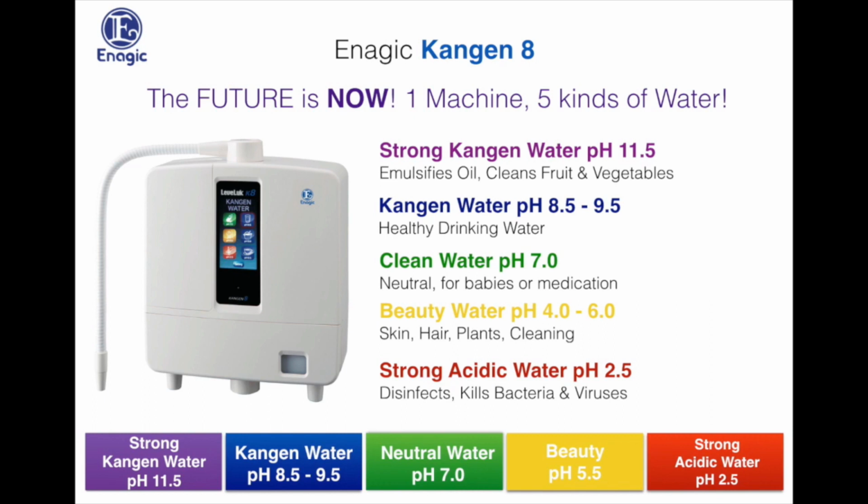Number 4, we have something called beauty water, at a pH between 4.0 and 6.0, and this comes out of your bottom hose. It's ideal for cleaning and for your plants, and it's simply a toner because it's the same pH as your skin. Finally, we have strong acidic water, which again comes out of your bottom hose, at a pH of 2.5, and this is useful for killing bacteria. On contact after 30 seconds, this will wipe out 99% of bacteria, including E. coli, Salmonella, MRSA, etc.